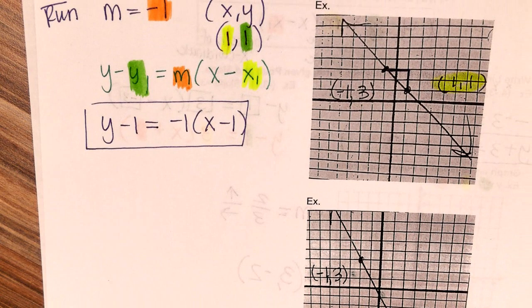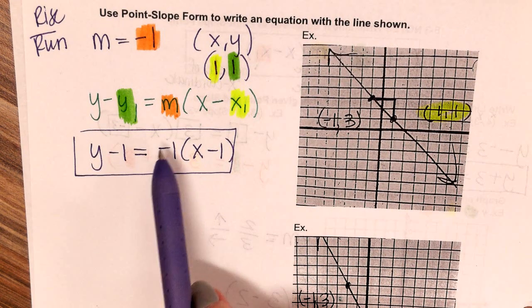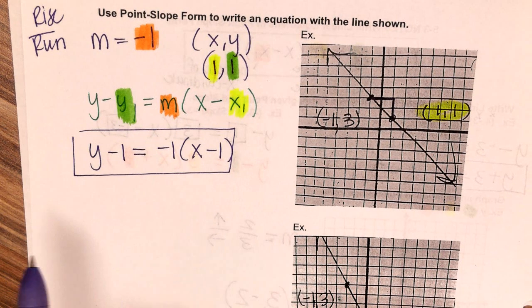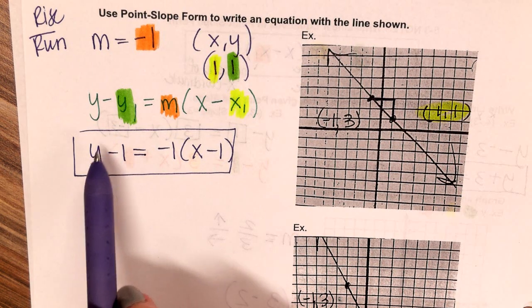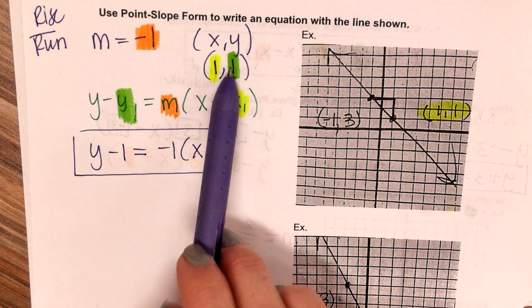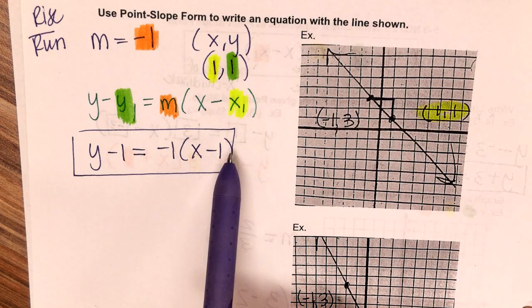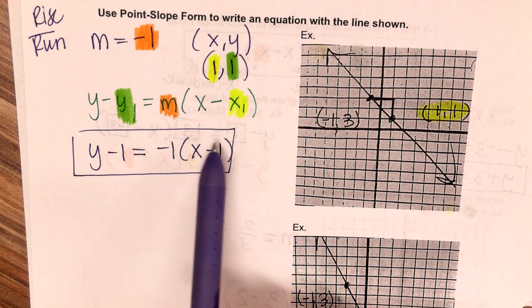And then check your equation with mine. Okay, let's check what we did. Here, my m is my slope, -1. Yes or no? Yes, okay. This should be the opposite of the y coordinate. So go to the y coordinate. It was +1. Do I have the opposite of +1? Yes. This should be the opposite of the x coordinate. My x coordinate was +1. Is that the opposite? Yes.